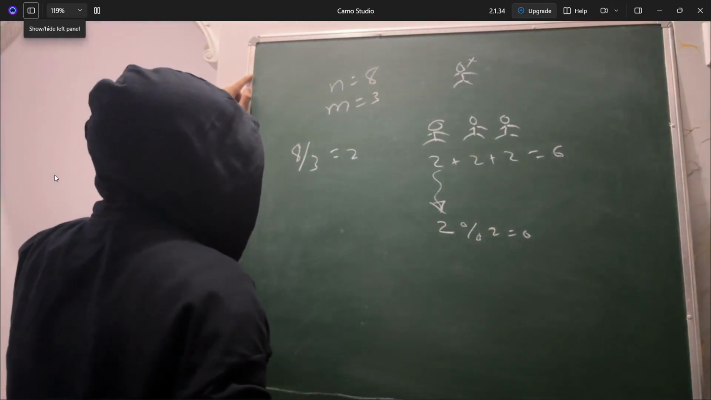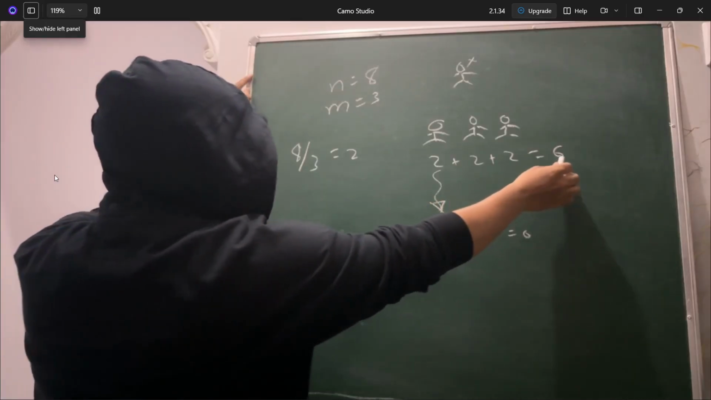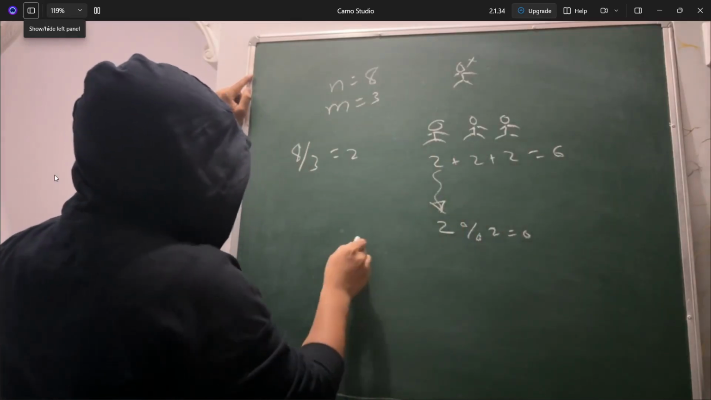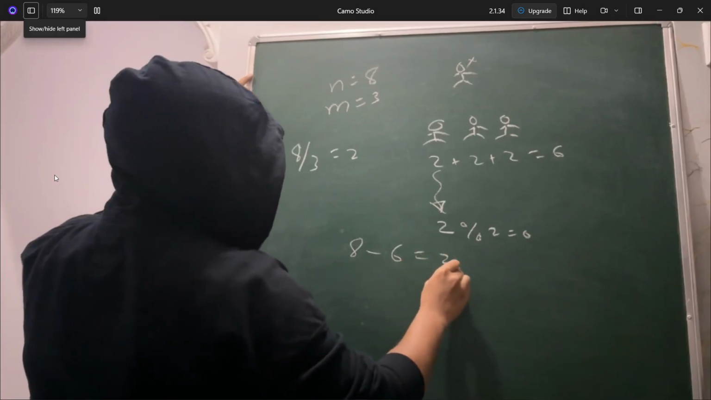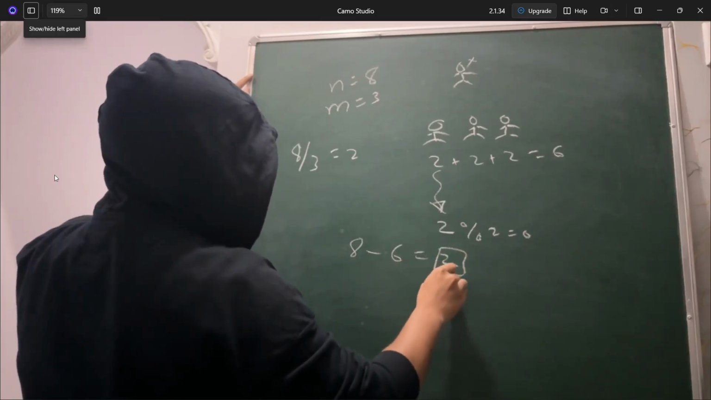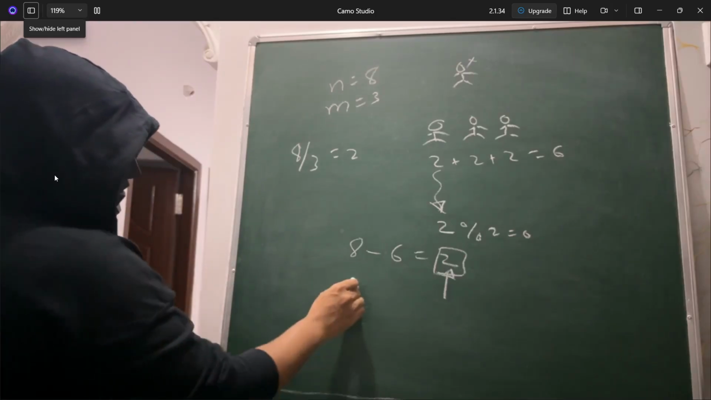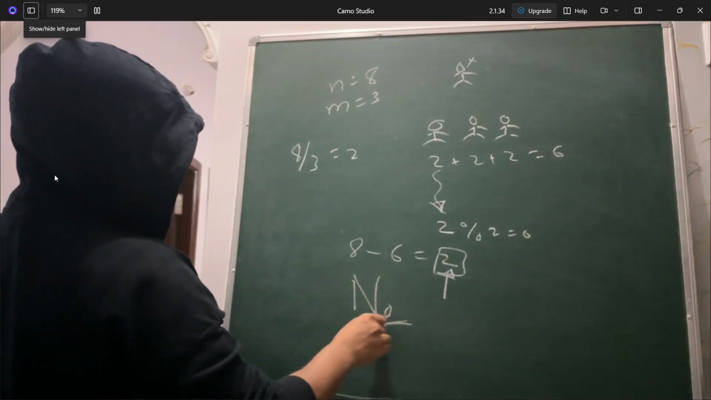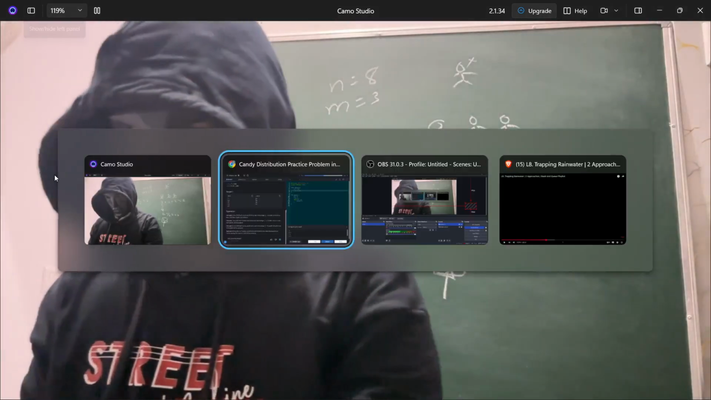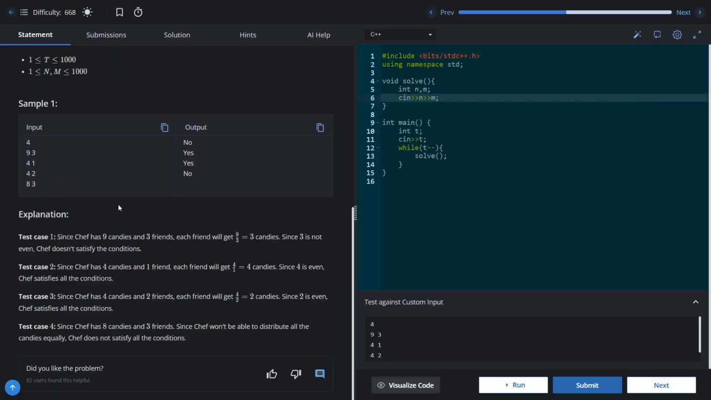But in this case the answer is no. Why? Because you are distributing only 6 candies but you have 8 candies. So 8 minus 6, which is 2 candies, you are keeping, but you should not keep any candies. So in this case the distribution will not be possible. So yeah, in this case also it's not possible.